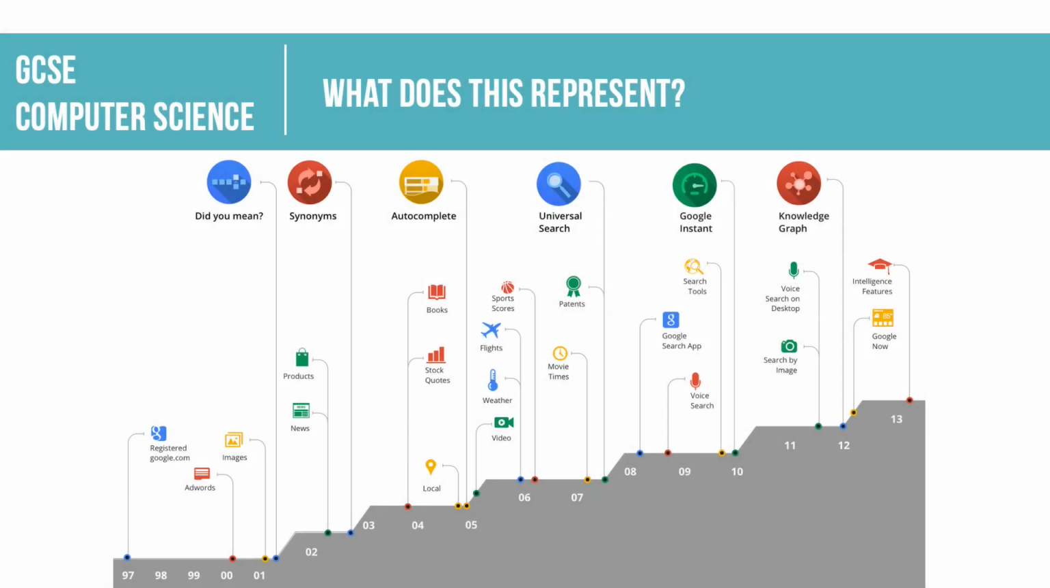Hello and welcome to this latest lesson in the OCR GCSE Computer Science series. Hopefully you have worked out from the infographic on your screen that this lesson is focusing around searching algorithms. How do we create algorithms that can search the entire internet in milliseconds and return back to us the answer that we wanted?